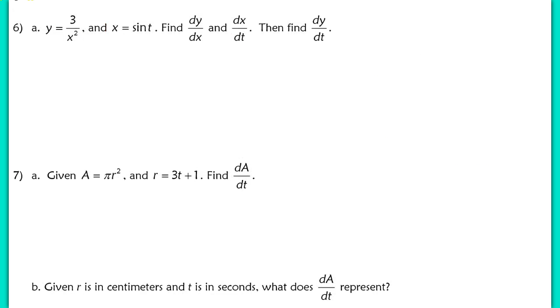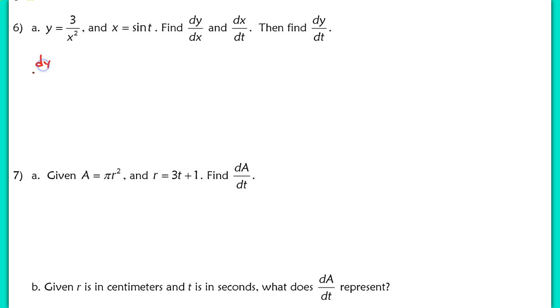Now in example 6, we are given two different functions. We have y as a function of x and x as a function of t. We're going to find first dy/dx and dx/dt. Then we'll use those results to find dy/dt. In other words, to differentiate y with respect to t.